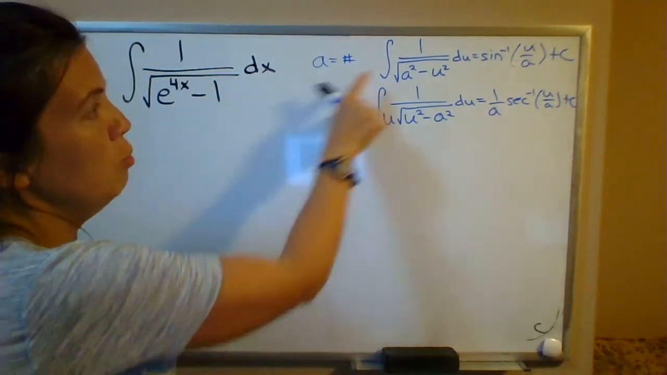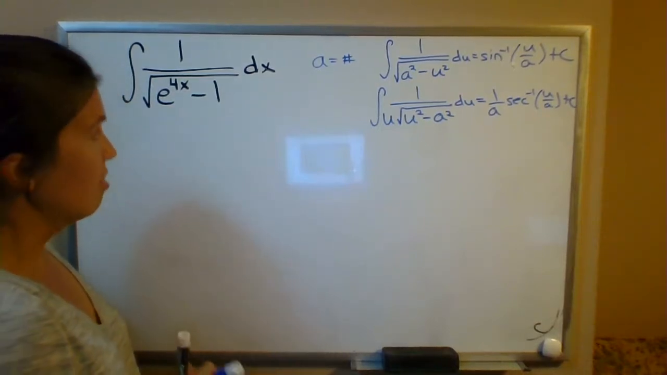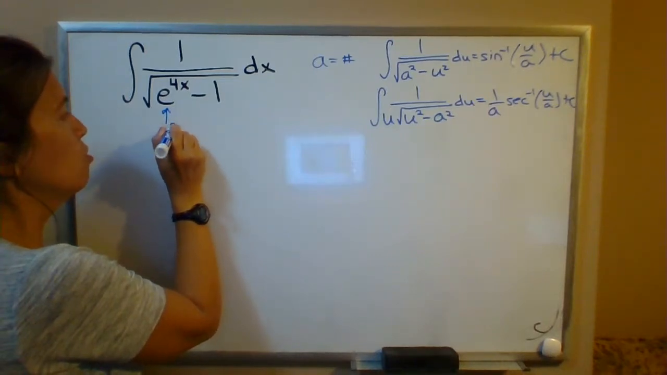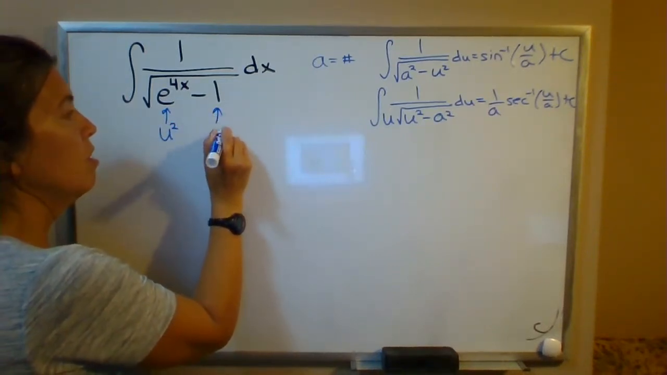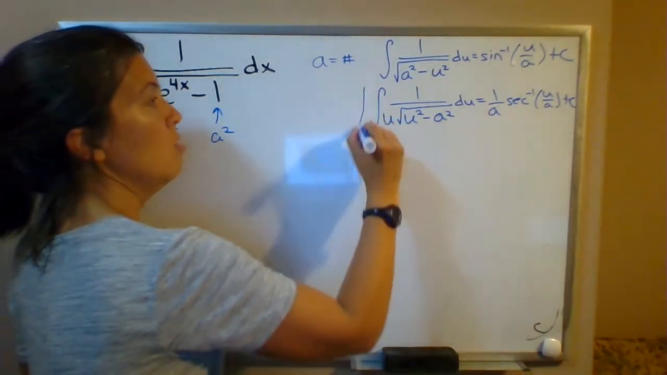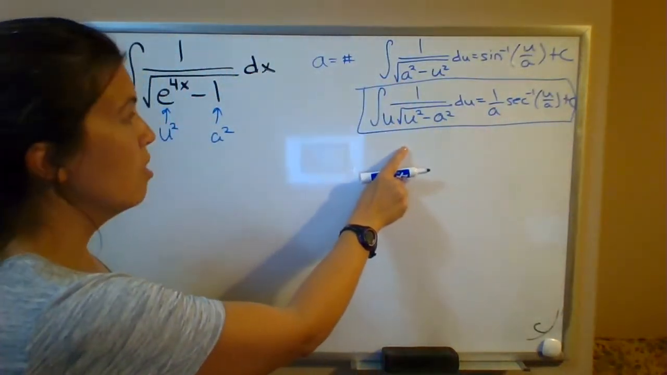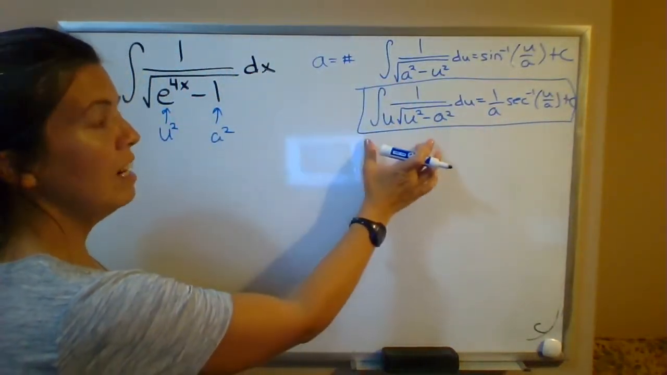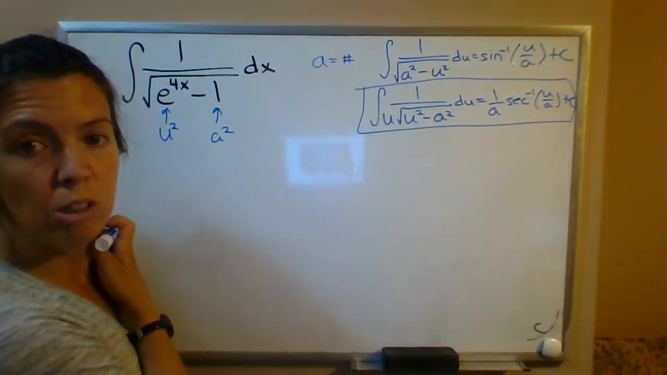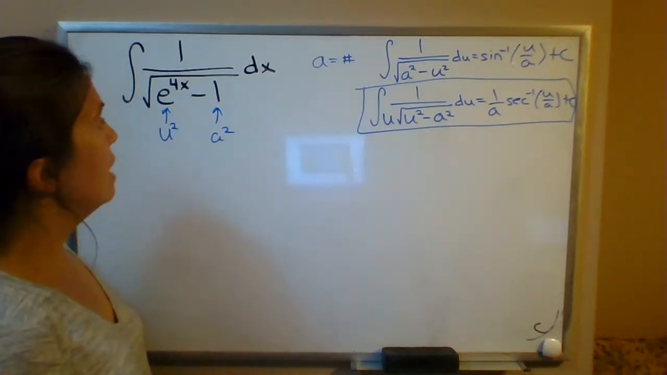Now when we're choosing which of these formulas to apply to this problem, the thing to focus on is your expression of x, that's your u expression. So this is your u squared, and this is your a squared. Under the radical, we have u squared minus a squared, so we're going to use this formula here. In order to apply this formula, though, we have to have the integral written in exactly this form: 1 over u square root of u squared minus a squared du. And we don't quite have that form because we don't have that u out front right now.